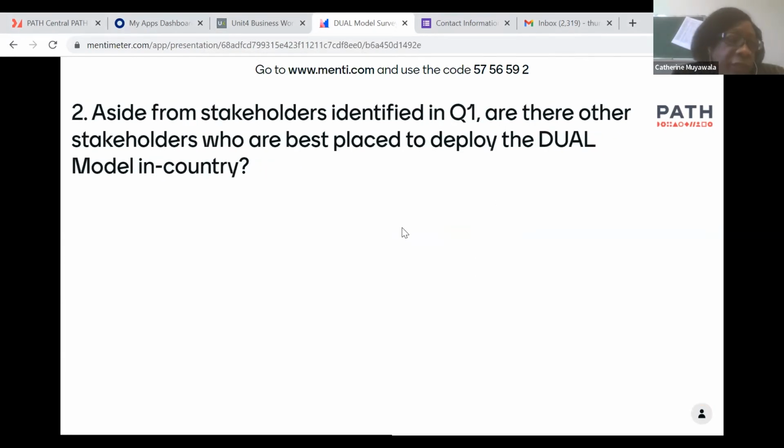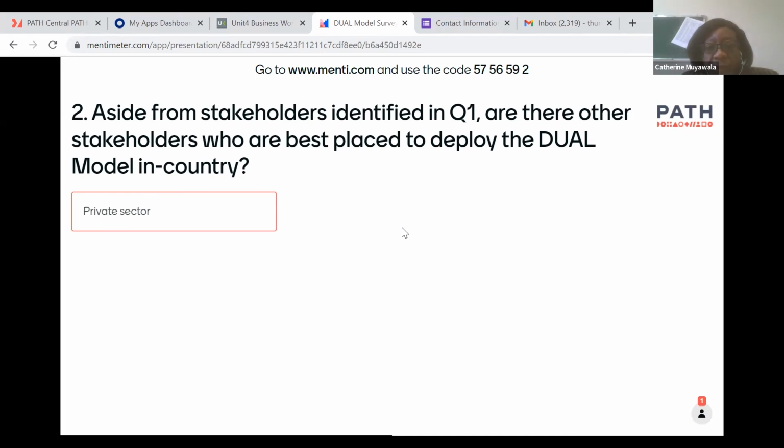Okay, so we learned in the first question that the majority of us think that it's all the stakeholders who should be involved. Now we're going to ask another question: aside from the stakeholders that we identified in question 1, do we think that there are any other stakeholders who are best placed to deploy the dual model in country? Did we leave out any particular stakeholder that you feel could also be key in deploying the dual model?